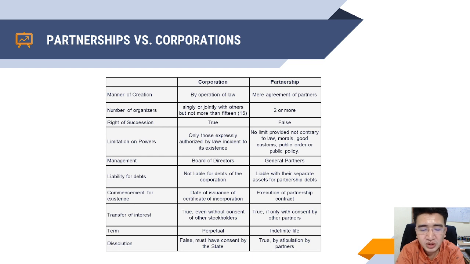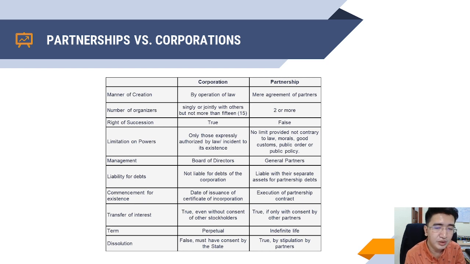Okay? As to limitation on powers, only those expressly authorized by law or incident to its existence. So, medyo strict on that part sa corporation. Okay? As to partnership, there is no limit. Sabi nga natin, as long as you agreed on it, as long as the partners consent on it, as long as it is not contrary to law, morals, good customs, public order, or public policy, those acts or those powers are valid. Okay?